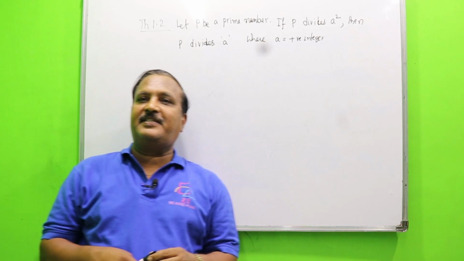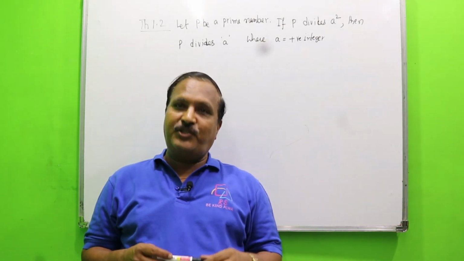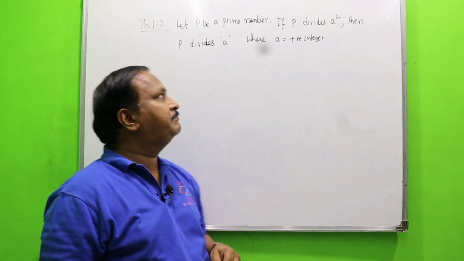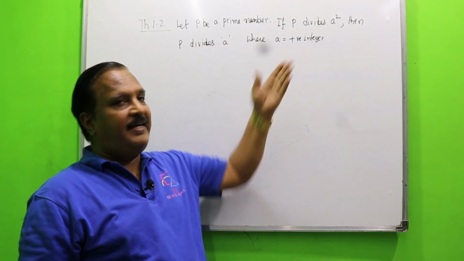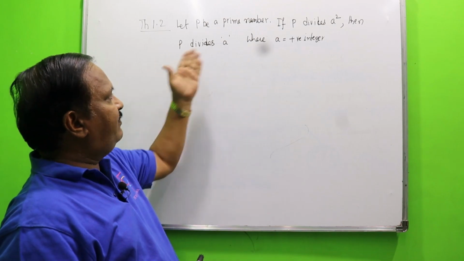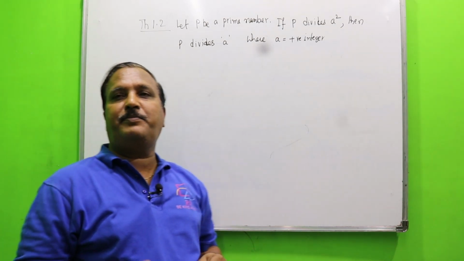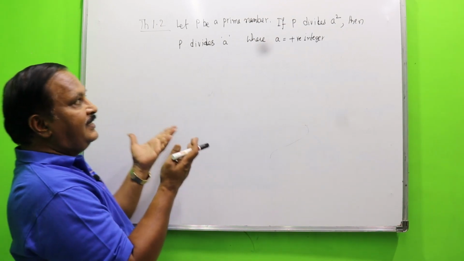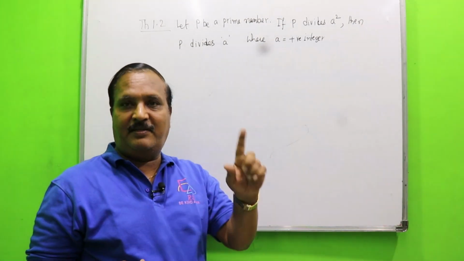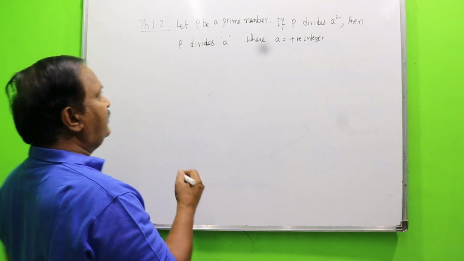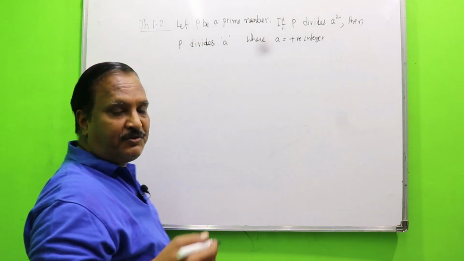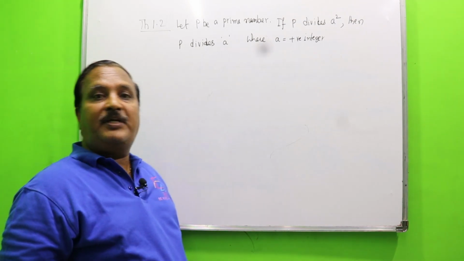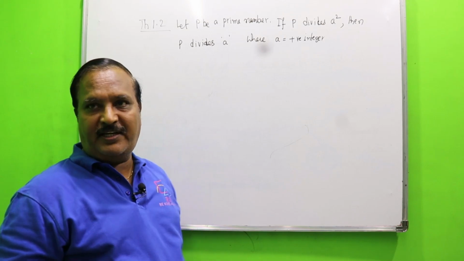Let us try to understand theorem number 1.2. It says like this: let P be a prime number, and if P divides A square, then P divides A, where A is a positive integer, right? Actually nothing is there to understand, but we have to prove it. So let us prove it. We have to apply the fundamental theorem of arithmetic. So the prime factorization is unique.